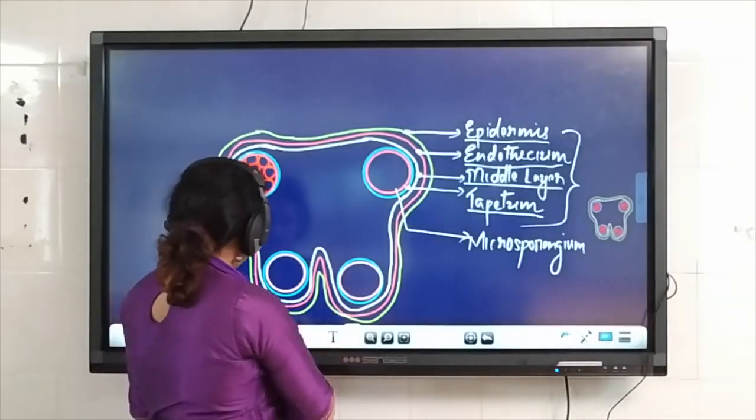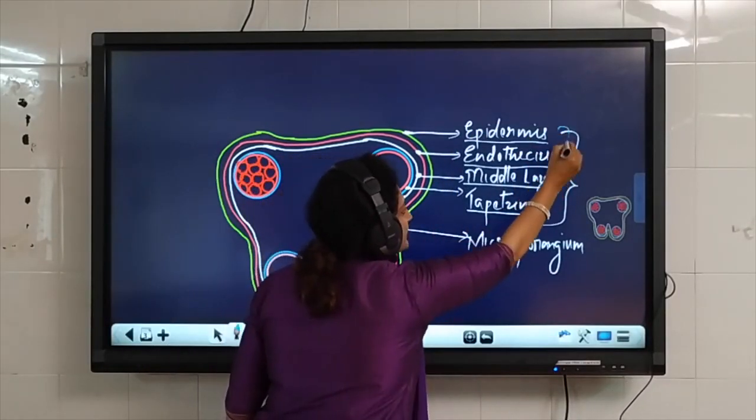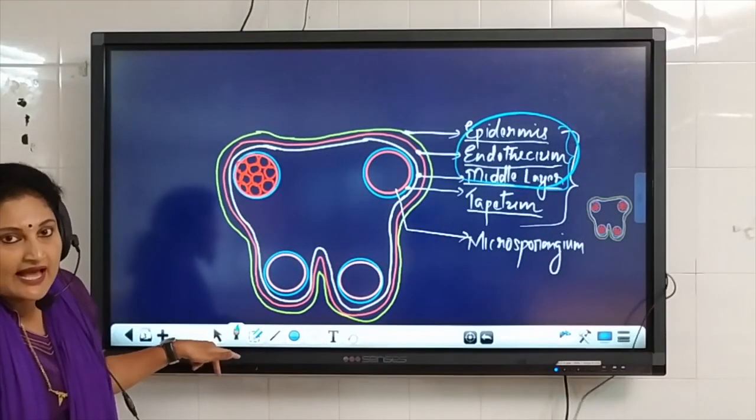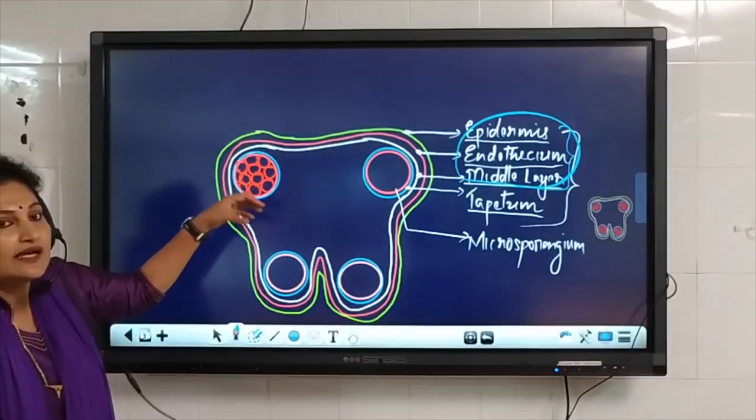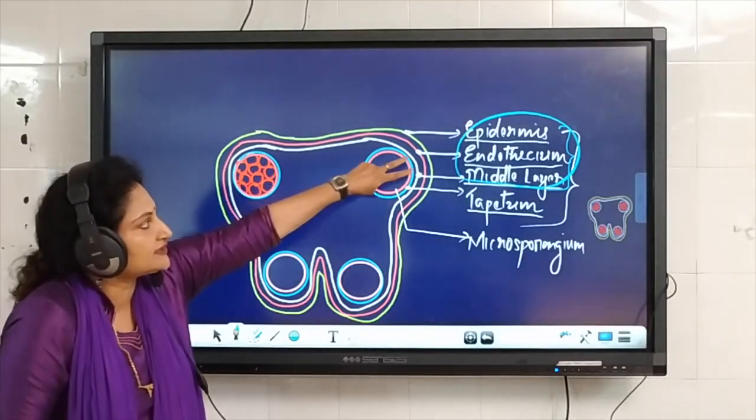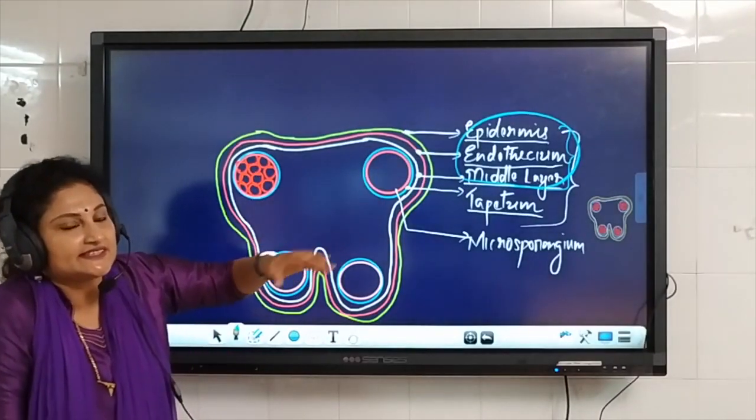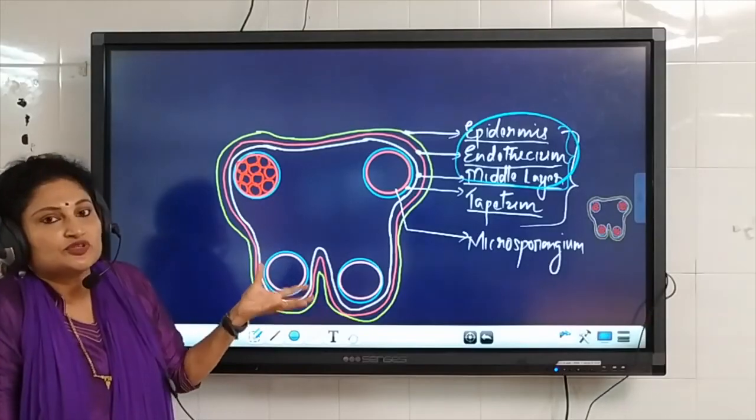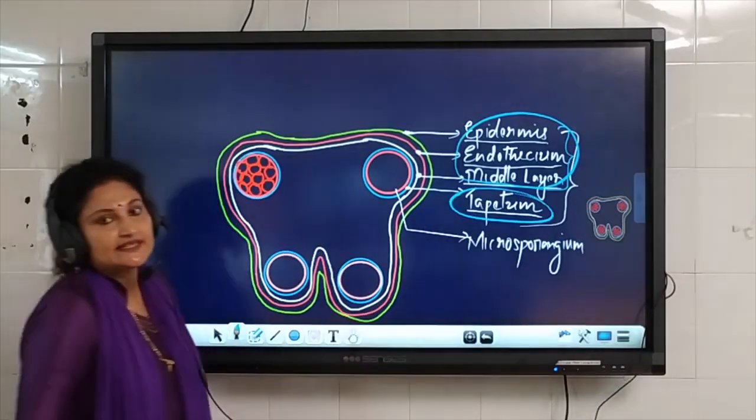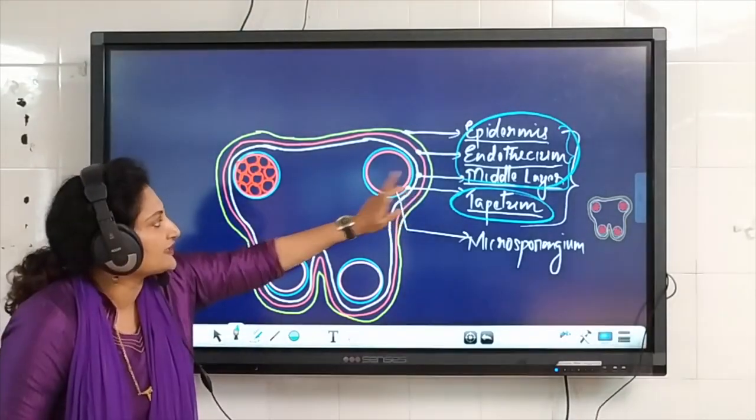The function of the first 3 layers, that is epidermis, endothecium and middle layer, is for protection. These layers are involved in protecting the anther and also help in rupturing the anther lobe at the time of maturity to release the pollen grains. So 2 functions are provided by these 3 layers, that is protection and dehiscence. Dehiscence is the rupture of the anther lobe to release the pollen grains. And the innermost layer, tapetum, is involved in nourishing the pollen grains.